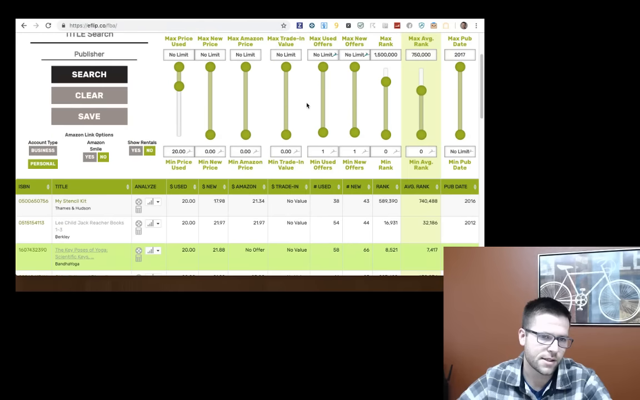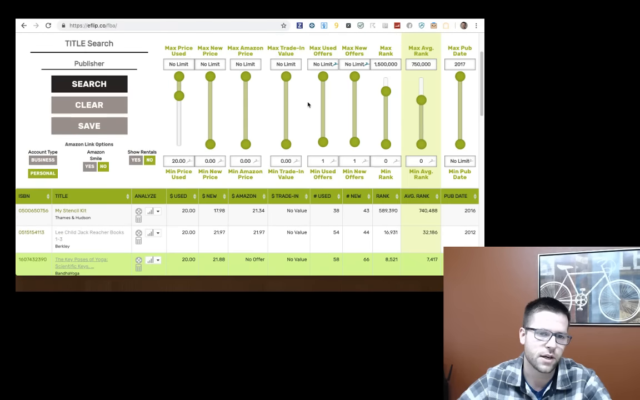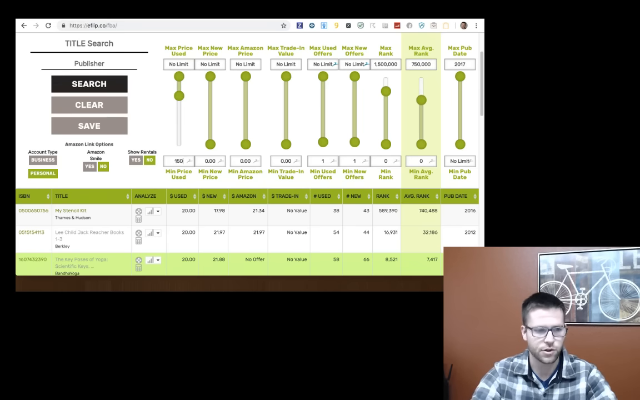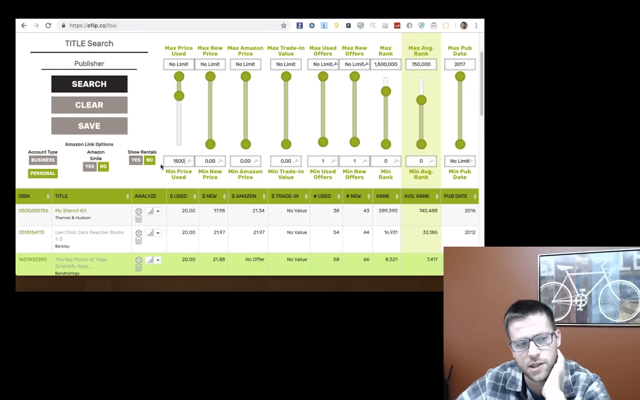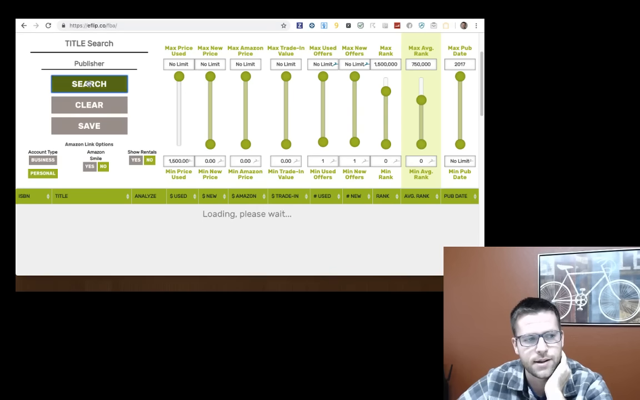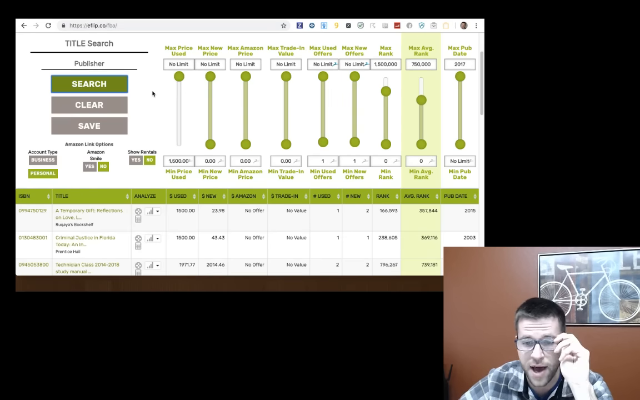So let's show just a few real life examples, and then we'll open it up to some Q&A as well. Let's go look at what I call stupid expensive books. We're going to look at books that are priced $1,500 or higher. That's extremely rare for a book to be worth that unless it is.